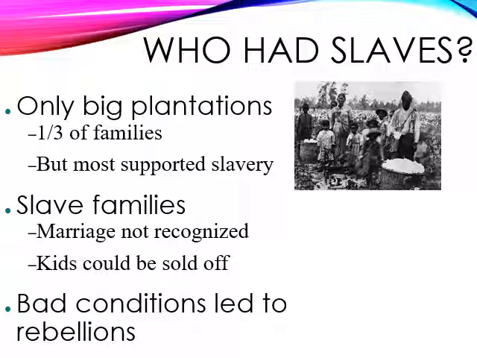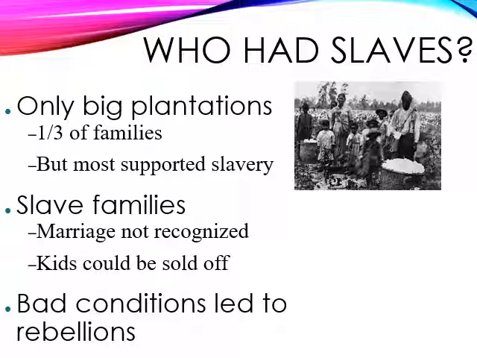One of them was if they decided to get married, if a slave man and a slave woman decided to get married, that marriage was not recognized. And so the master could sell off the woman, could sell off the man, could sell off both of them to different places, and they would not have to be kept together because it wasn't a legal marriage.